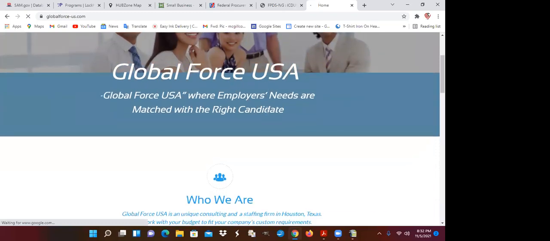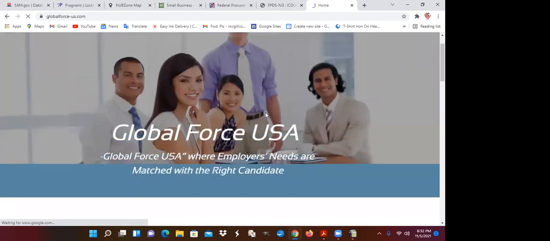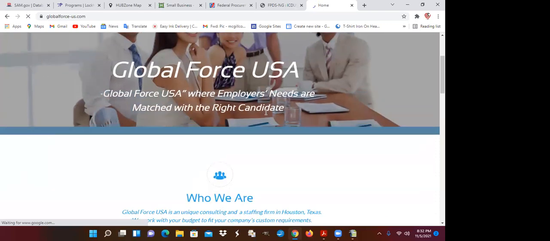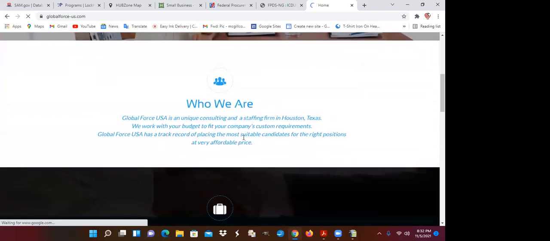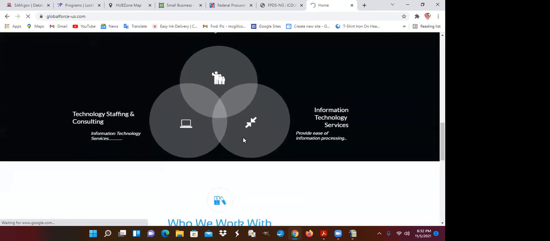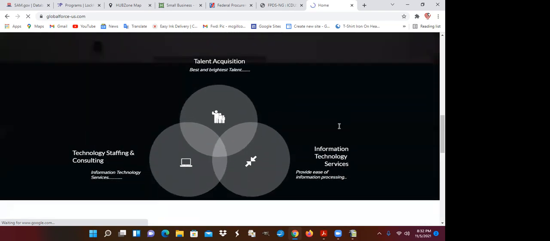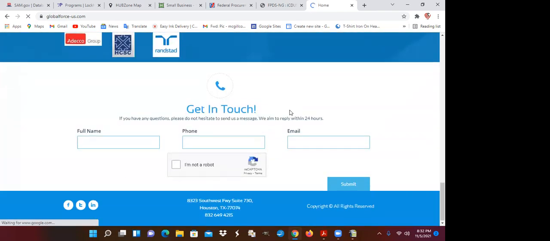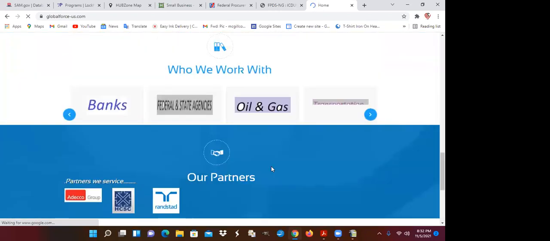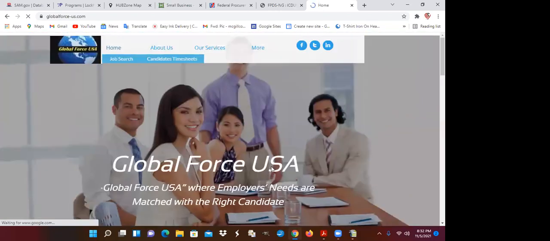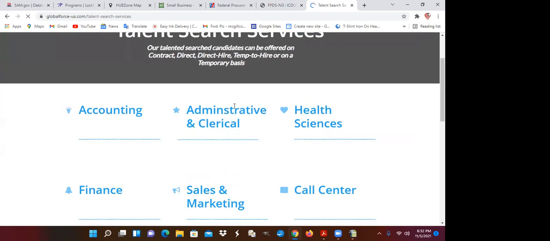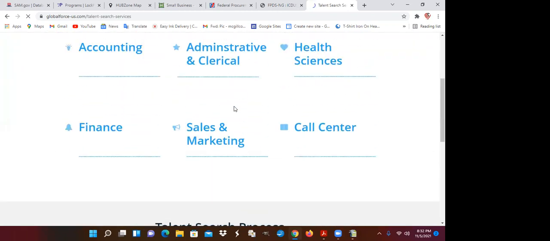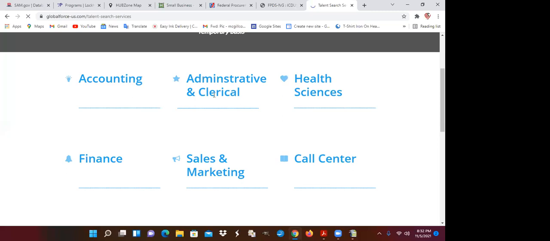Yeah, that's what they do. They're in the field of providing temporary help services, technology staffing. She doesn't have anything about medical staffing, but they got that medical staffing contract. Talent search. Accounting. Oh, they got health science, administrative, clerical, finance, call centers.